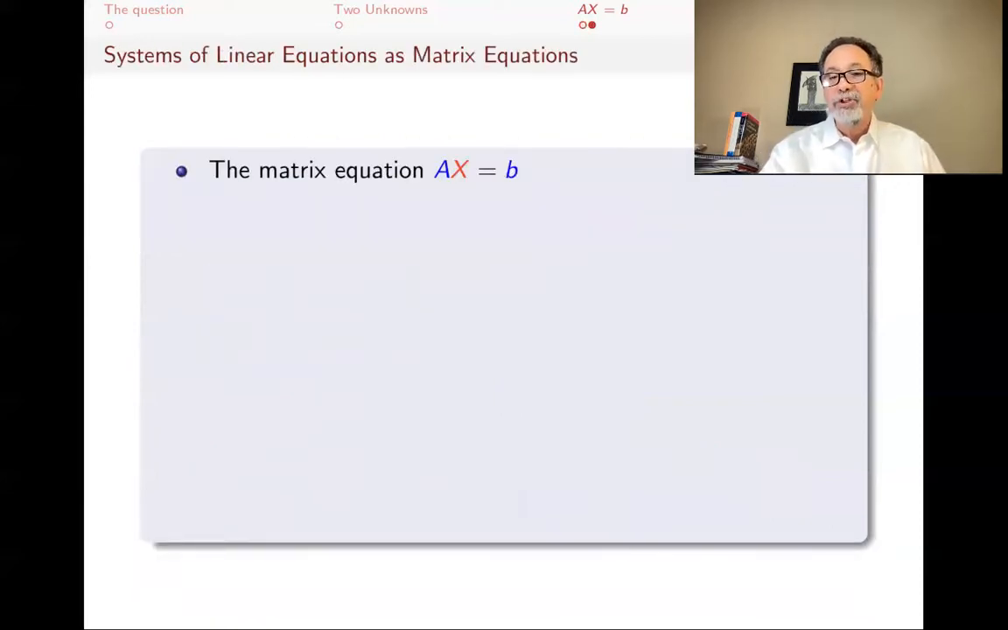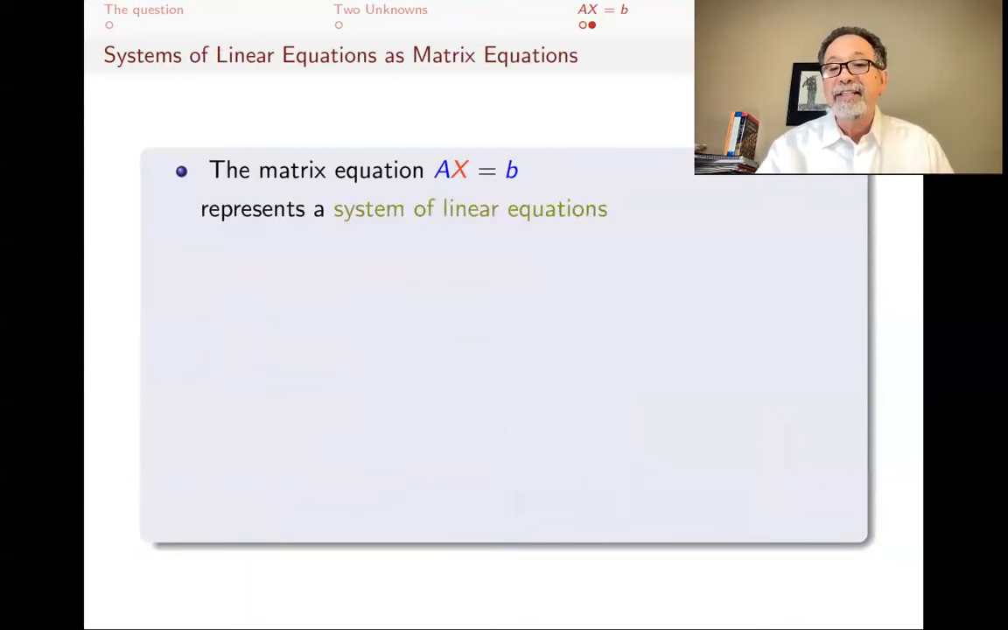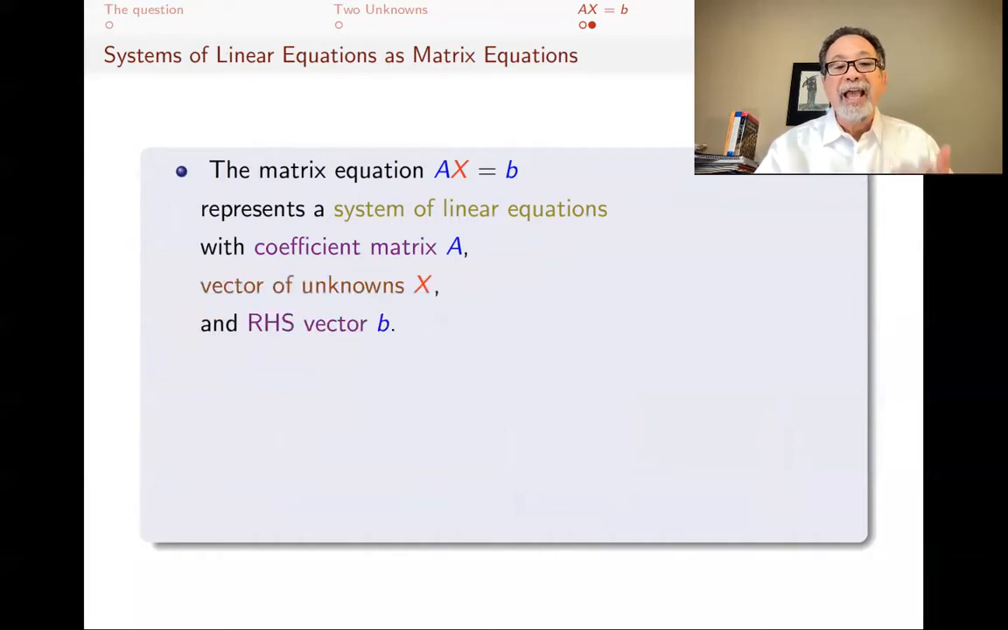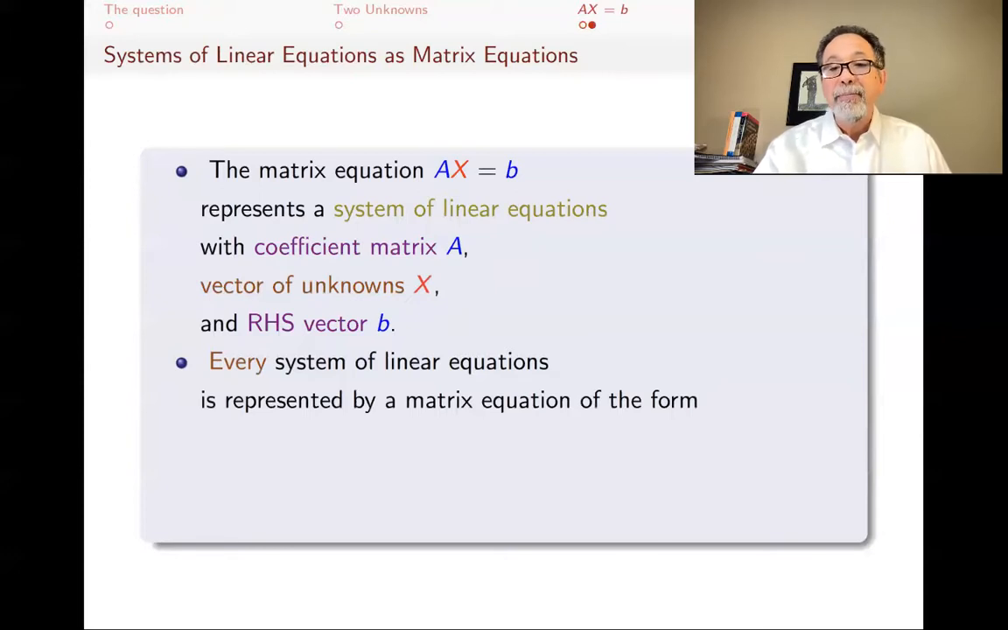So whenever you see AX equals B, you're really talking about a system of linear equations. If instead of A, you put the numbers, and instead of B, you put the numbers, and instead of X, you put the unknowns and multiply it out, then you have a system of linear equations. The coefficient matrix is A, the vector of unknowns is X, and the right-hand side vector is B. Vice versa, every system of linear equations, just as I showed in the previous slide, can be translated into a matrix equation of the form AX equals B. Again, if you have a system of linear equations, you make A the coefficient matrix, X the vector of unknowns, and B the right-hand side vector, and you will have a matrix equation.